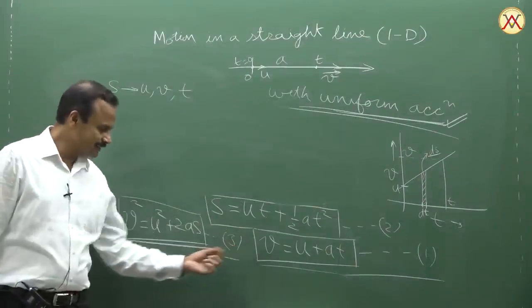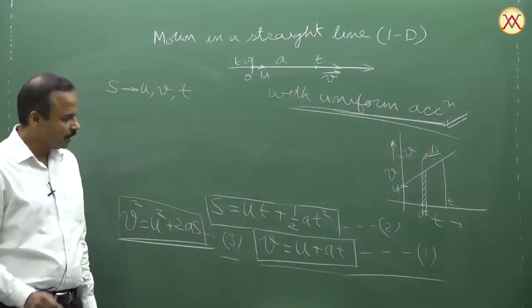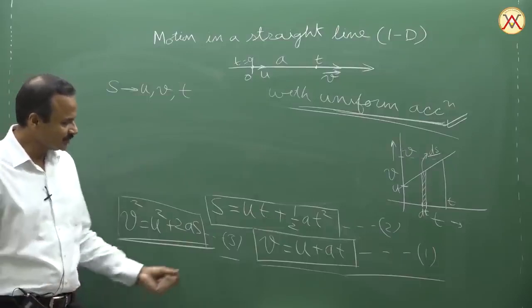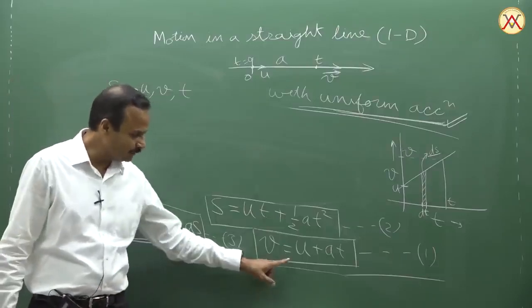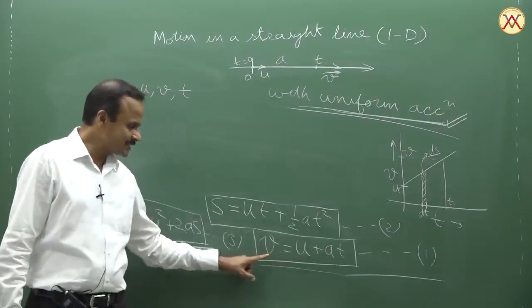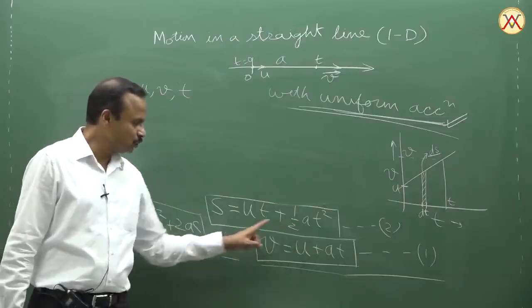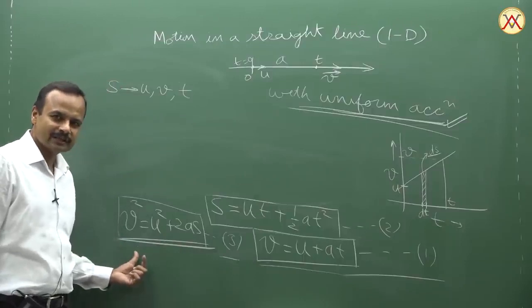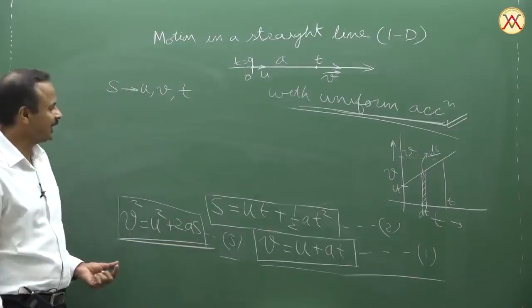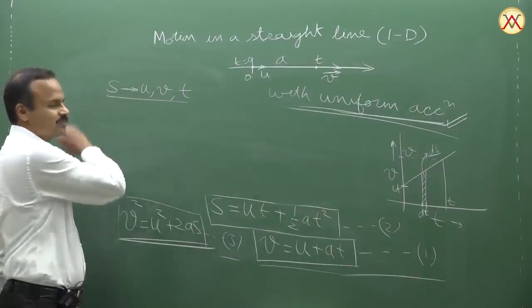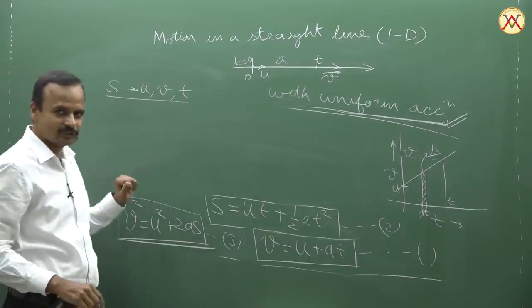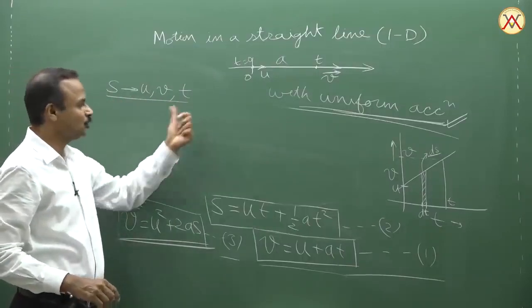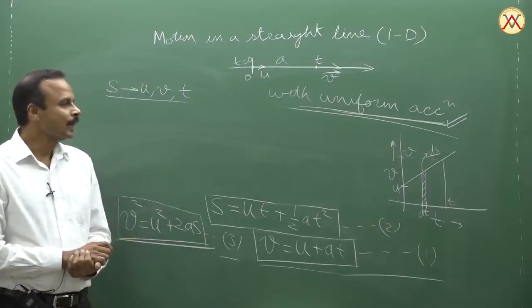In each of these three equations, one of the quantities is missing. In equation 1, we don't have S. In equation 2, V is missing. In the third equation, time is missing. Derive an equation in which A is missing. That means get a relation for displacement in terms of U, V and T.